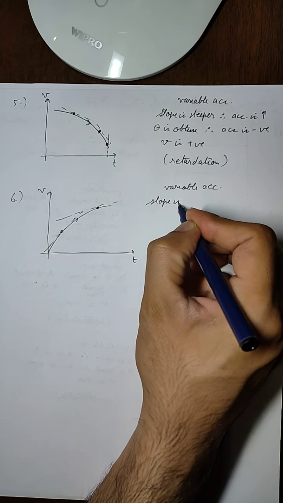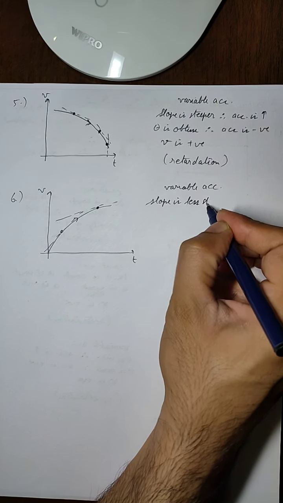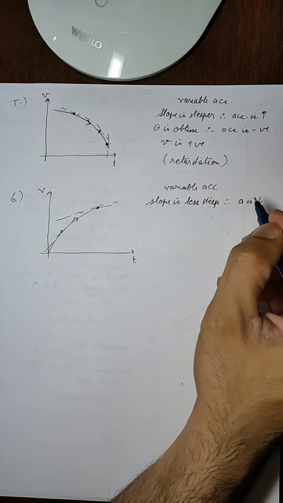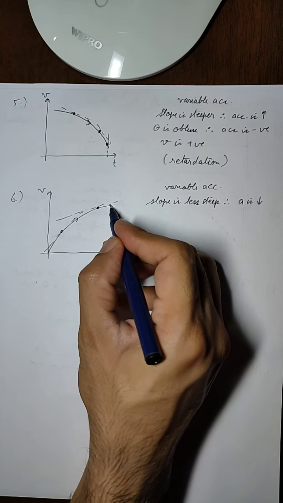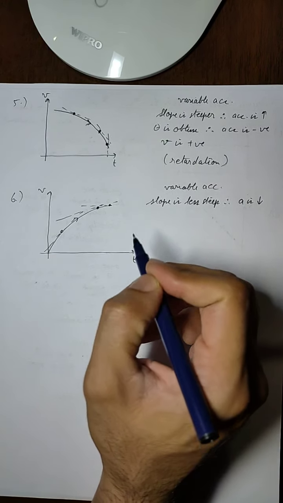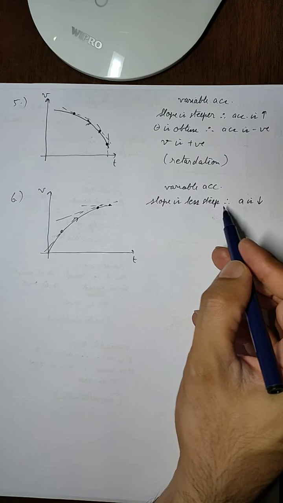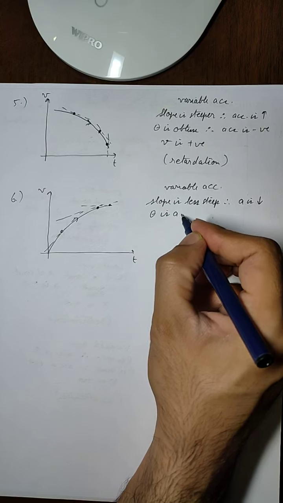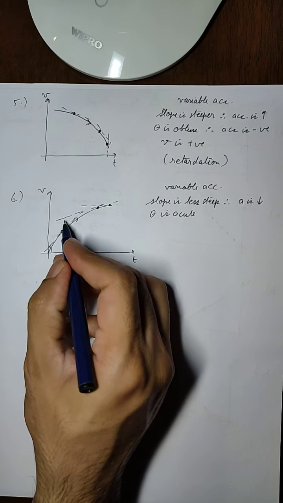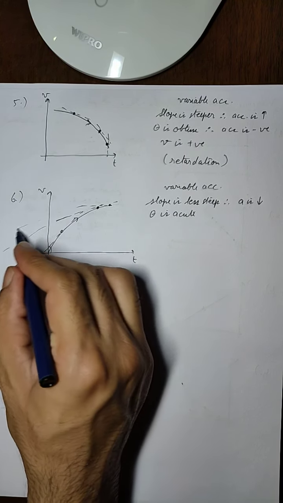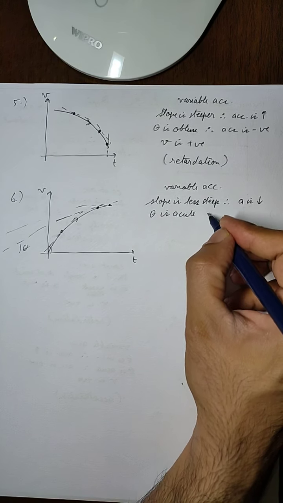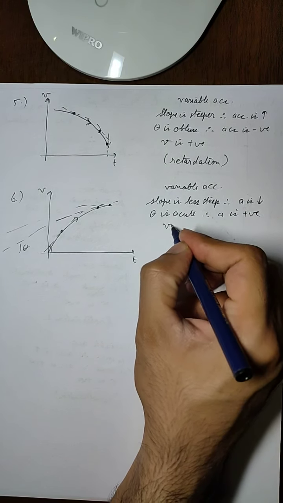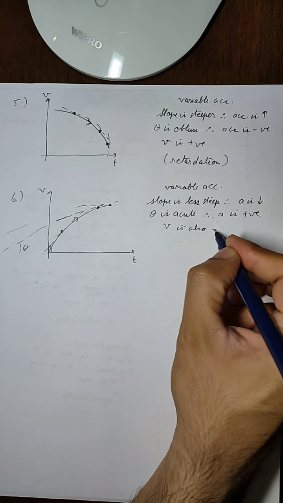So the slope is less steep, that means acceleration is decreasing as the slope is becoming less and less steep. If I take another point here, the slope will be like this. So since the slope is becoming less and less steep, acceleration is decreasing. But since theta is acute, this theta will always be acute, that means acceleration is positive and velocity is also positive.